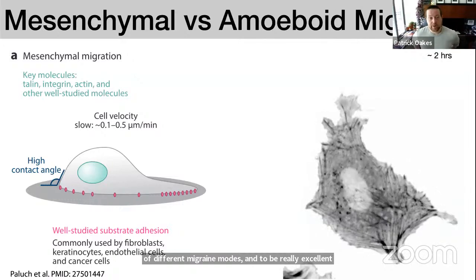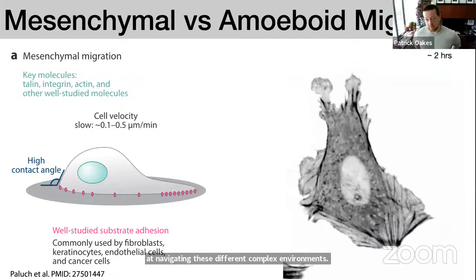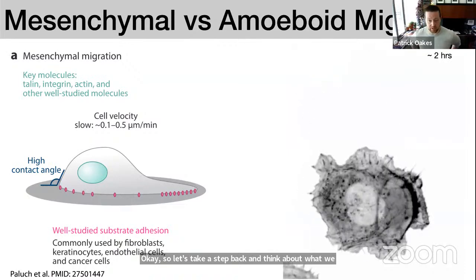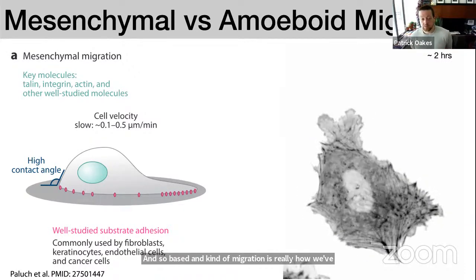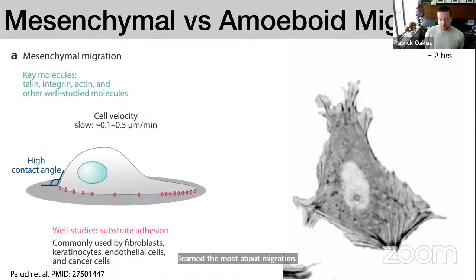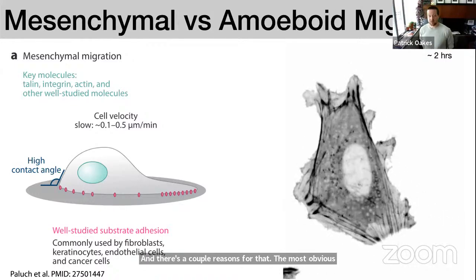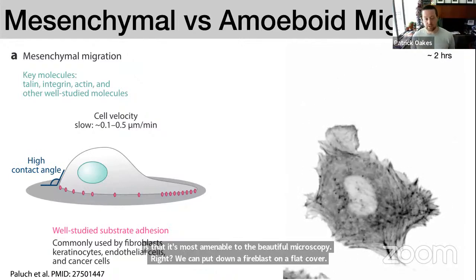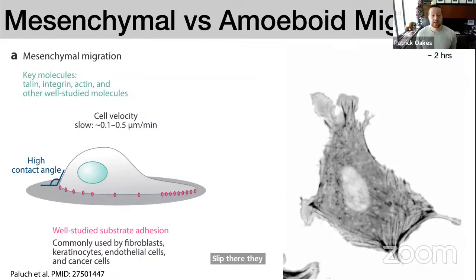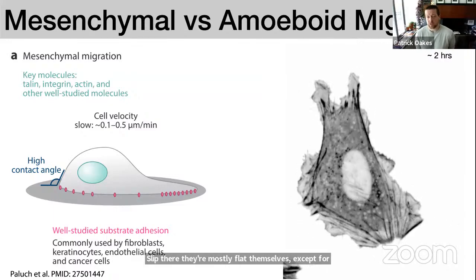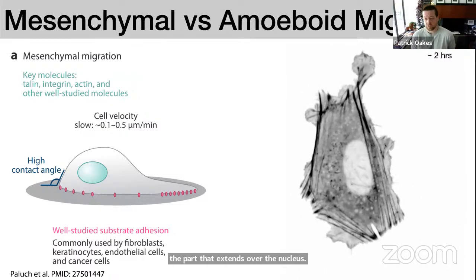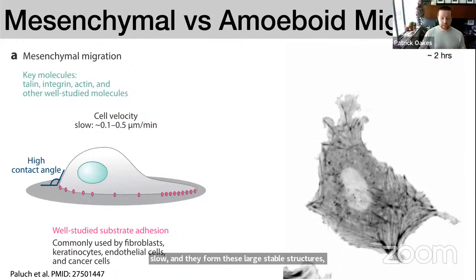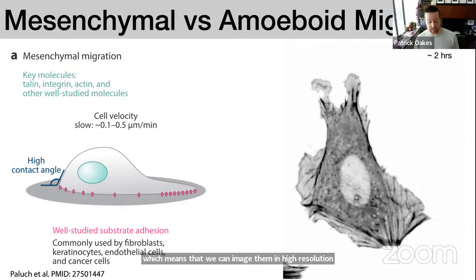Okay. So let's take a step back and think about what we know in terms of mesenchymal migration, right? Mesenchymal migration is really how we've learned the most about migration, and there's a couple of reasons for that. The most obvious is that it's the most amenable to beautiful microscopy, right? We can put down a fibroblast on a flat cover slip. They're mostly flat themselves, except for the part that extends over the nucleus. And then they're not very fast, right? They're pretty slow, and they form these large stable structures, which means that we can image them in high resolution and high detail without them changing rapidly over time.